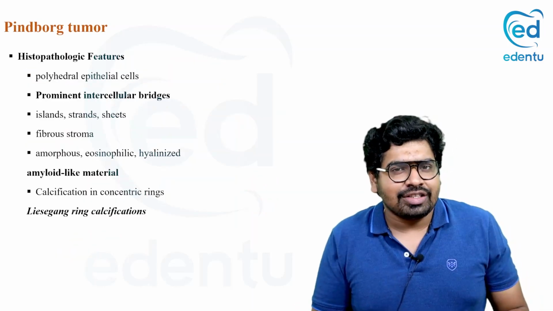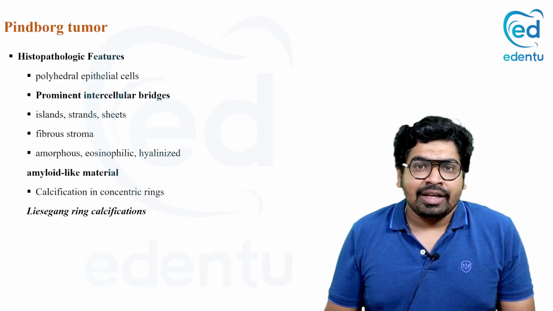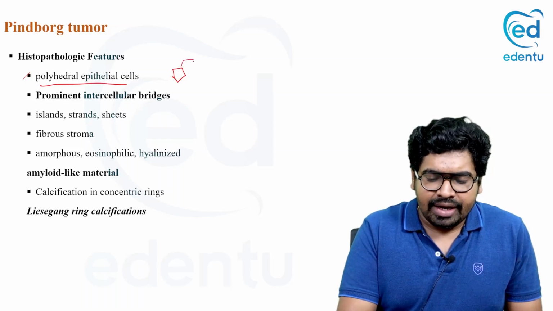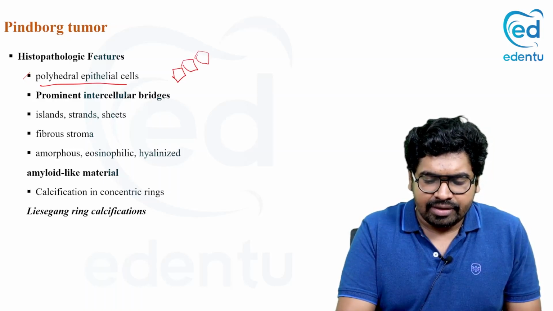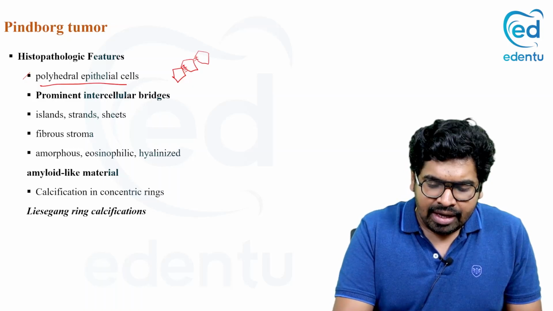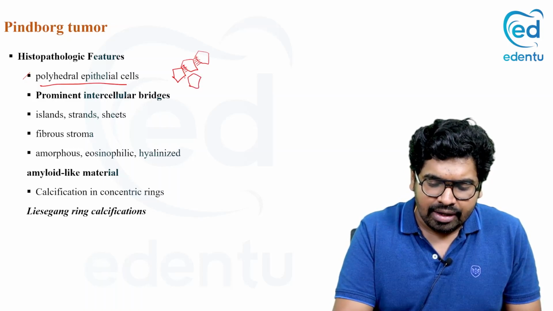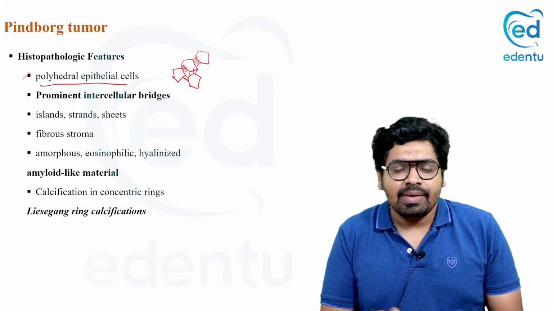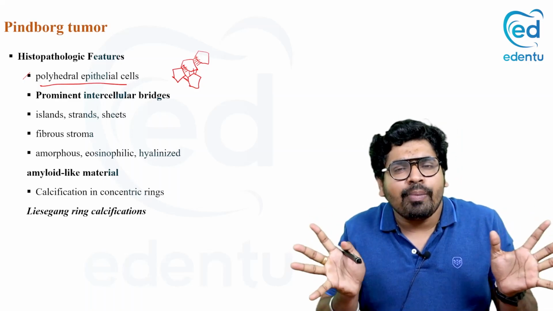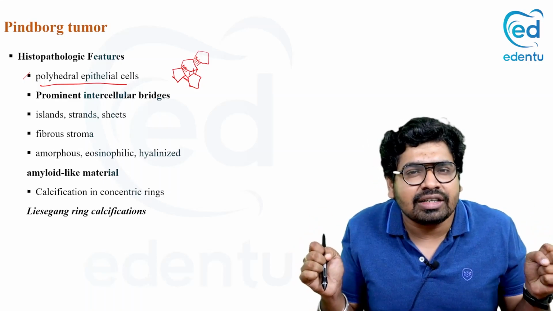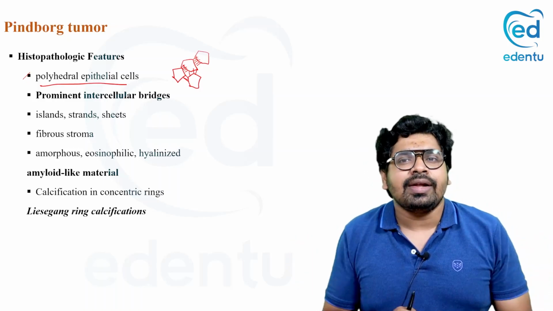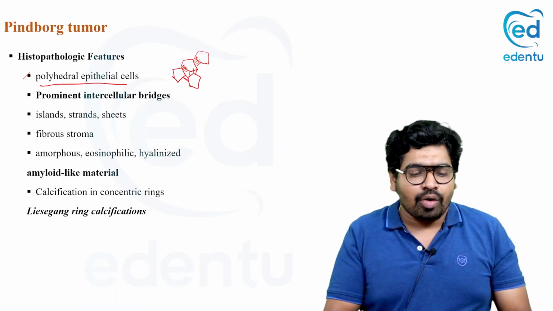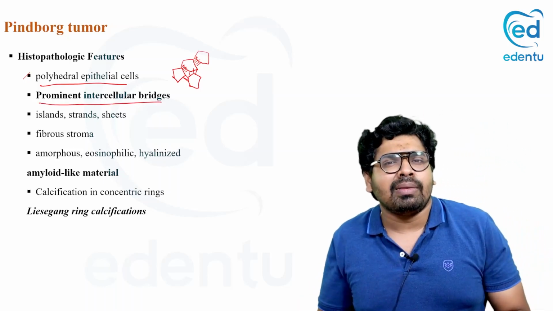Coming to the histology, you can see polyhedral epithelial cells like this, and they are connected by intercellular bridges. You can see prominent intercellular bridges. This is a very striking feature of Pindborg's tumor. You are seeing polyhedral epithelial cells with prominent intercellular bridges. The cells are attached to each other by their intercellular bridges, and you can see them very prominently. That is the striking feature of this Pindborg's tumor.